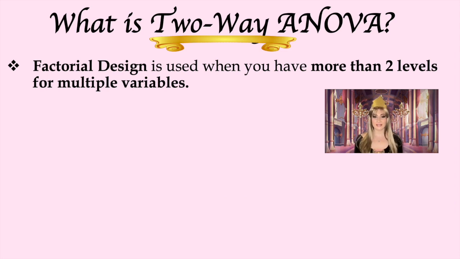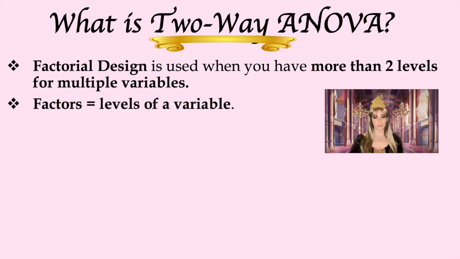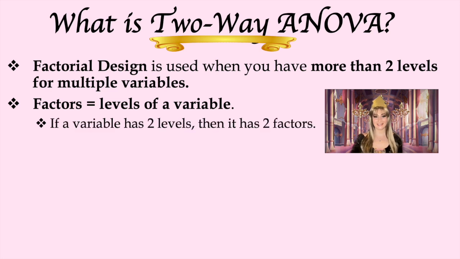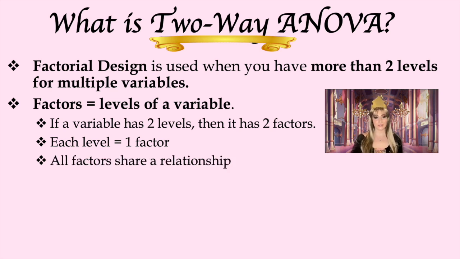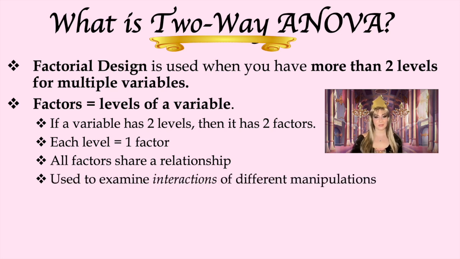A factorial design is also used when you have more than 2 levels for multiple variables. Factor is another word for levels of a variable. So when I say factor or I say levels of a variable, those two terms will be used interchangeably. If a variable has 2 levels, that is the same thing as saying that it has 2 factors. Each level is equal to 1 factor. And all these factors have to share a relationship. Hence, we call it a factorial design.